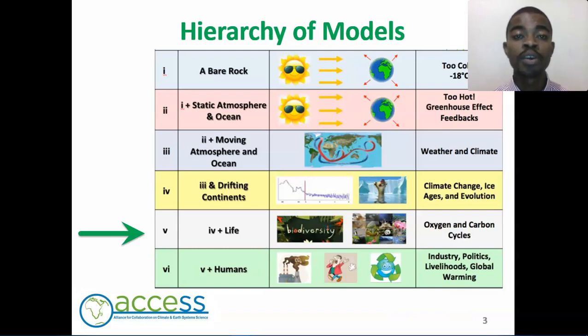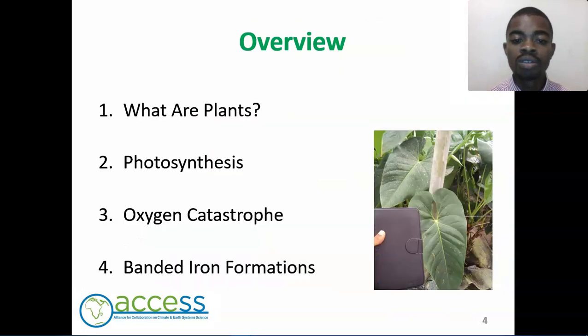So this is our hierarchy of models, and it places our talk at the fifth level, where we'll look at the components of life and how human life would not exist without plants, sun, and water. So briefly, I'll introduce wonderful plants to you guys and seek to explain what they are and what a typical plant looks like, and also how plants came to be. Next, I will break down the details of photosynthesis, which will lead us to the role of oxygen on Earth, as evidenced by banded iron formations. So I hope you guys are ready to go.